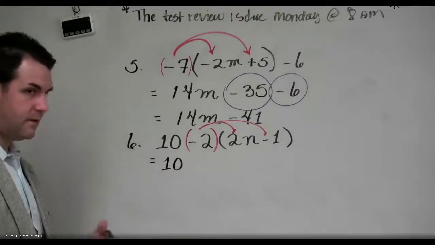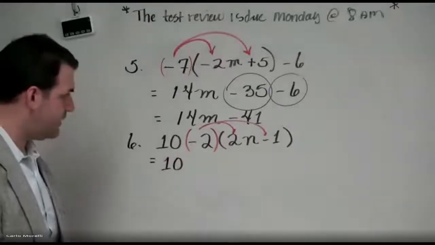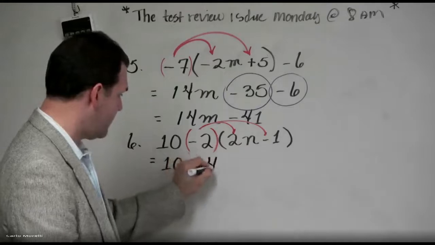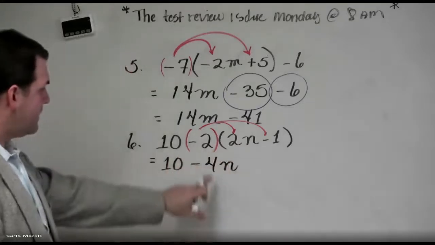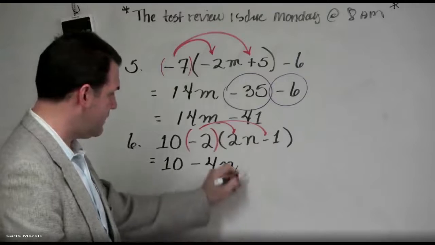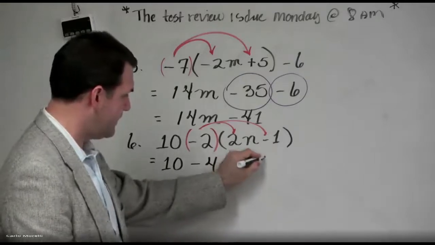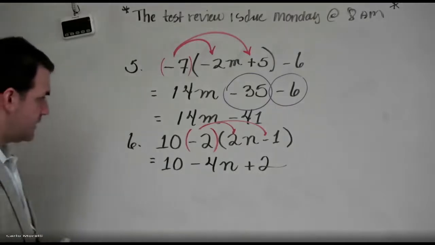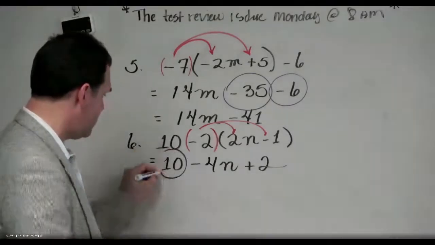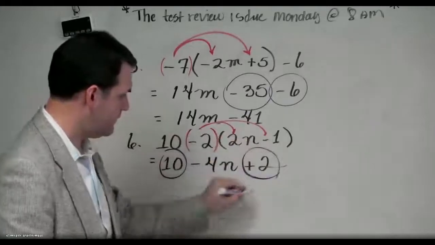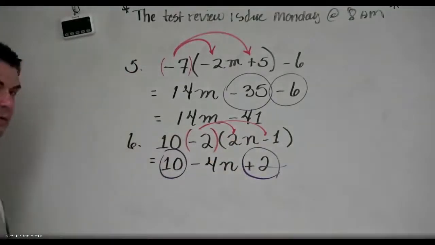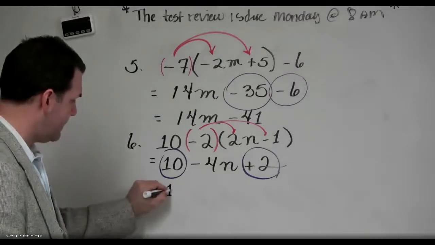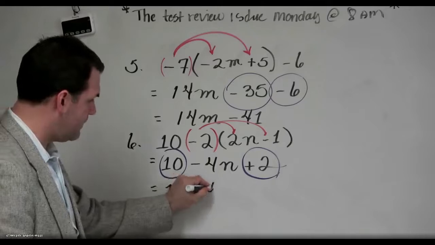And then we see what we're going to do. Negative 2 times 2n is negative 4n. So this is going to be 10 minus 4n. Negative 2 times negative 1 is positive 2. Now we're going to combine like terms. The like terms are 10 and 2. That's 12. So this equals 12 minus 4n.